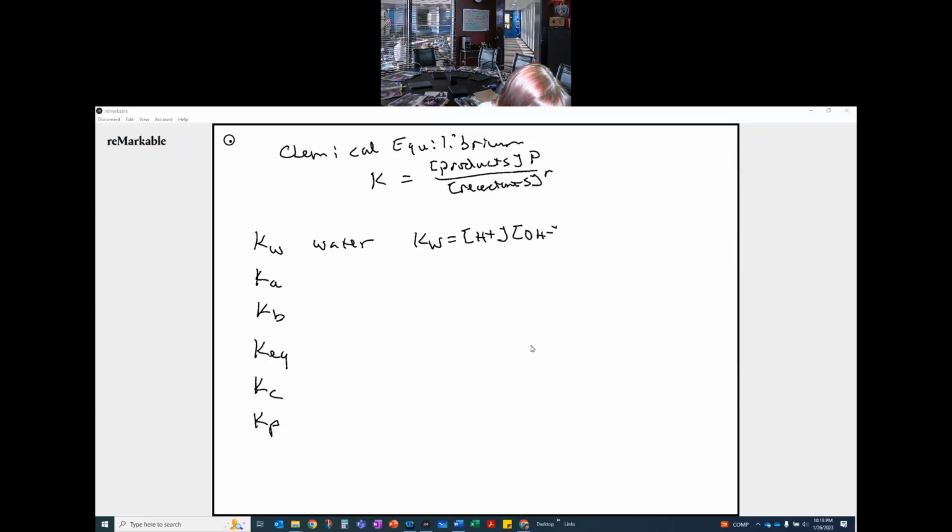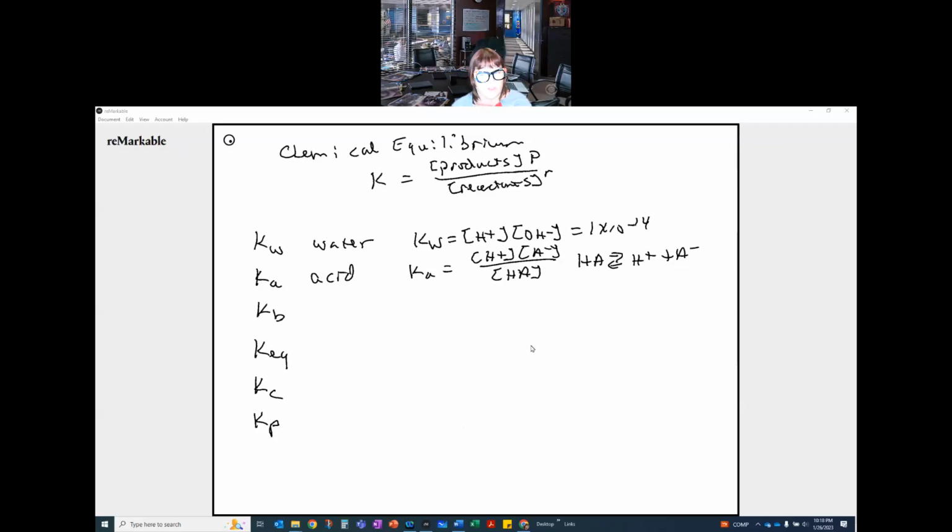W is for water, and that's Kw is equal to the H plus times the OH minus. And at 25 degrees, that's equal to 1 times 10 to the minus 14th. Our Ka is for acid. Our Ka is going to be equal to the H plus times the A minus over the concentration of HA, where the reaction that we're looking at is HA dissociating to give us H plus plus A minus. And this applies to any weak acid. If it's a strong acid, that K is not defined because our HA, this concentration down here, doesn't exist. There is no HA, and so therefore Ka is undefined for a strong acid.